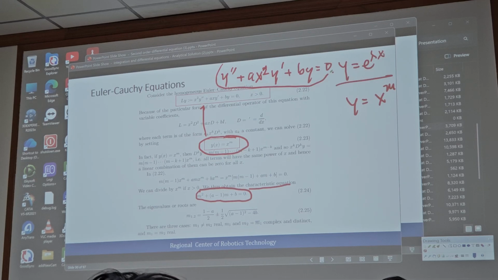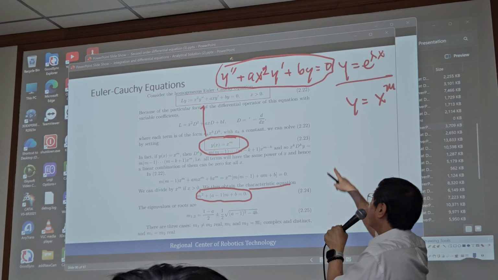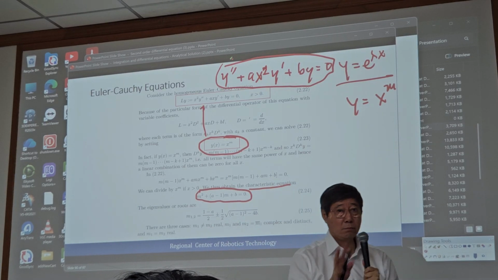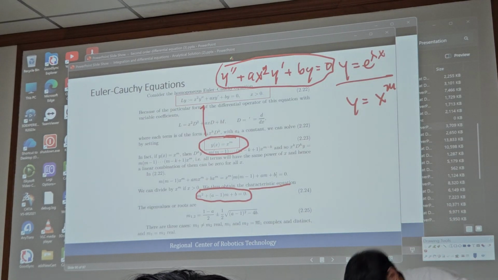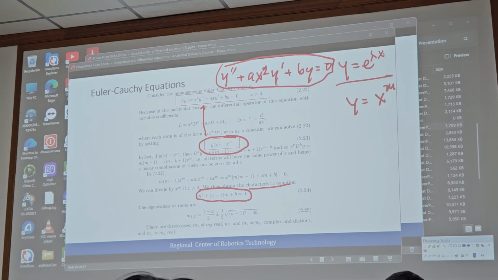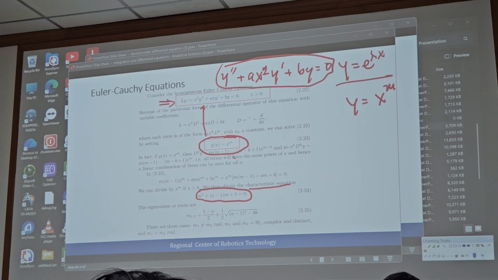If you have this one, go solve this one. You cannot use this method. If you have this form, it's not compatible with this one, so you cannot use this method to solve. This one is a little bit difficult, right? I think this one is better solved with a numerical method, actually.